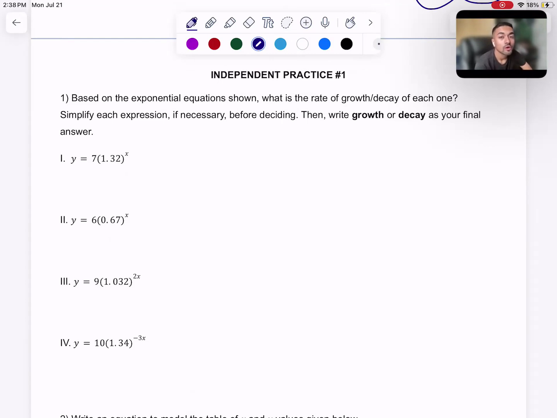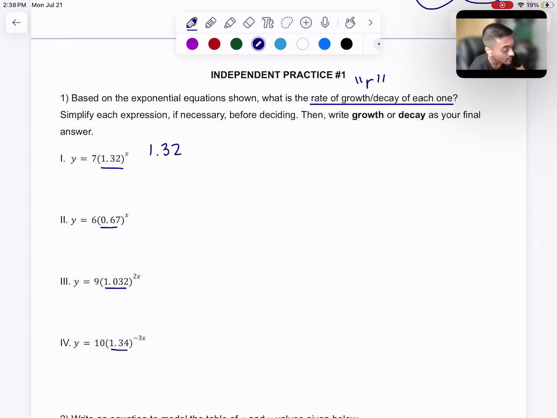So if we're looking for the rate of growth or decay, look at your reference sheet. Rate of growth is the letter R, not B. B includes the original 100%. Whatever happened to it. Was it increased or decreased? So we can tell that by looking at the B value here. But to find the rate, we're going to need to do some work on the B value. For the first one, the B value is 1.32. That 7 is the initial value. We're not focused on that.